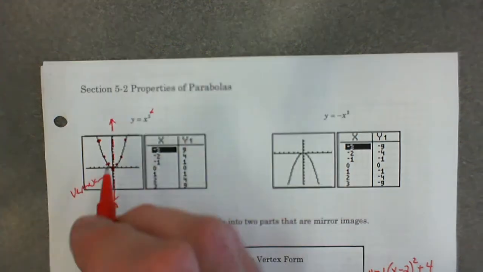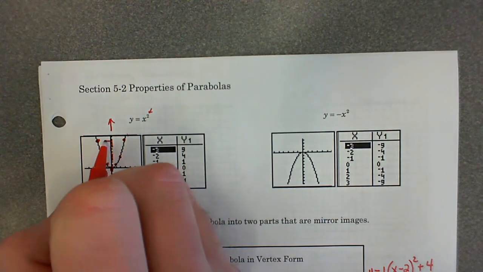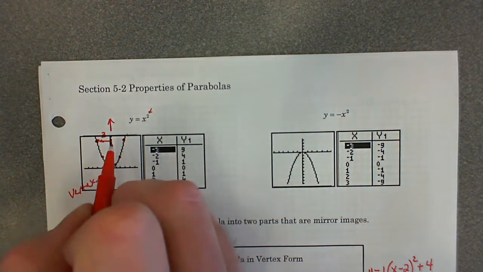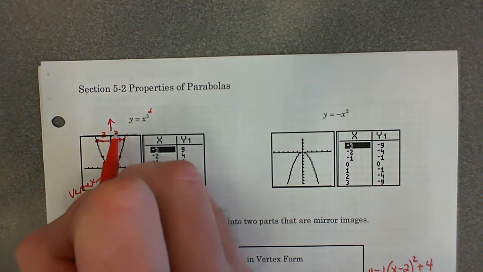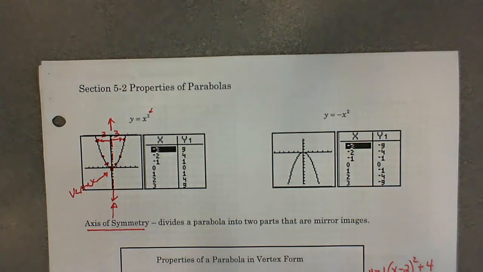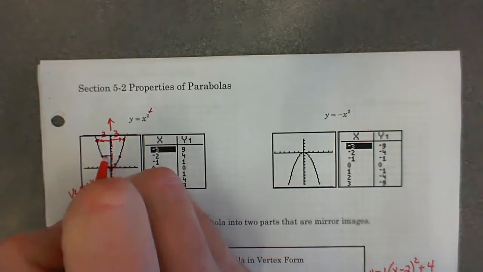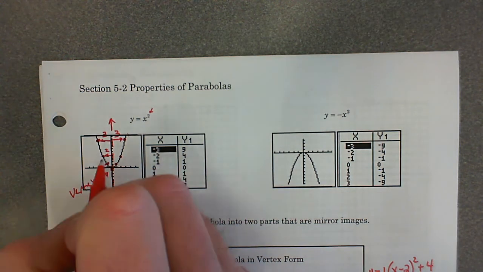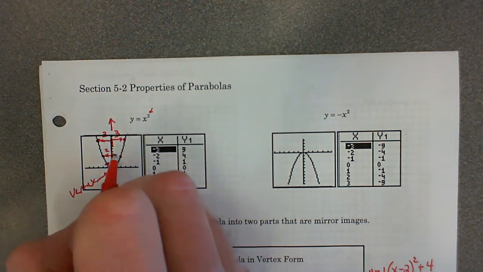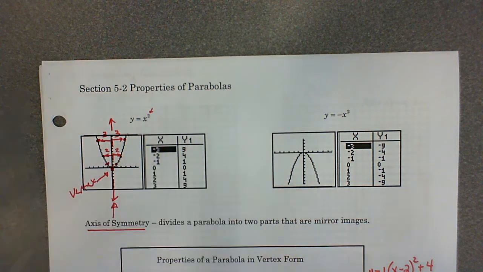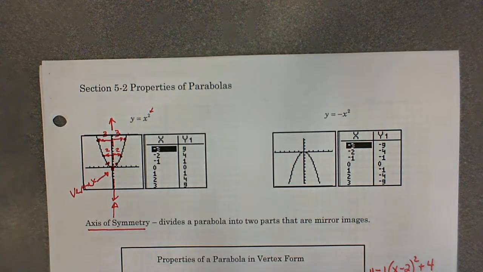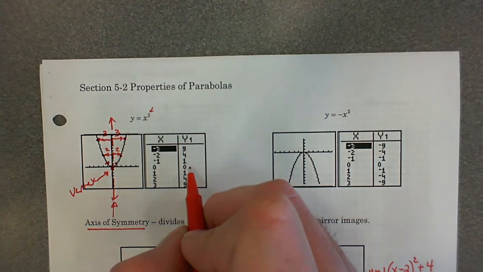Okay? And what happens is if this point here is 3 over on this side, then over here you'd have another point that's 3 over on that side. Okay? So whatever you do on one side, if we go 2 over to get to this point, then this point over here would also be 2 over. Okay? And you can see that from the chart here.